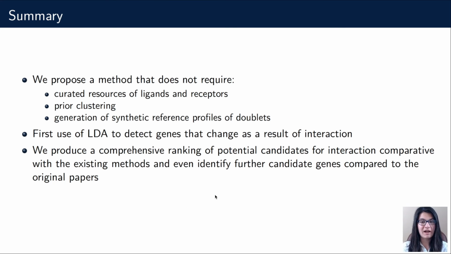And here to summarize, we proposed a method that does not require curated resources of ligand and receptors, prior clustering, or generation of synthetic reference profiles. This is the first application of LDA for detection of genes that could be changing as a result of interaction. We produce a comprehensive ranking of genes that could be changing as a result of interaction, comparable with the original publication, as well as identifying some further genes worth exploring.